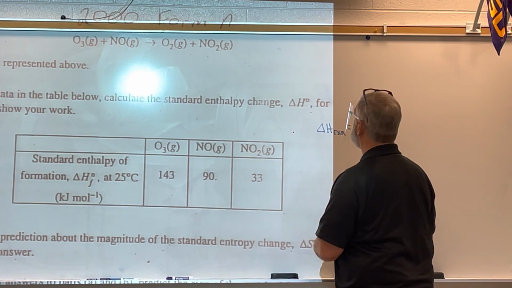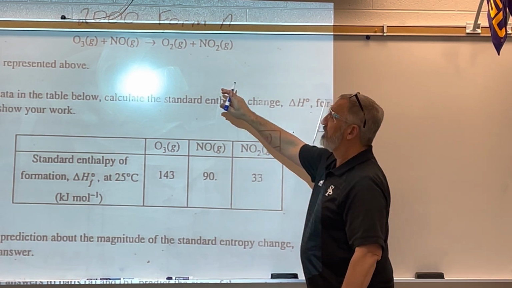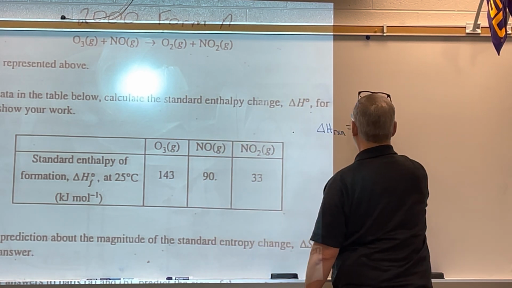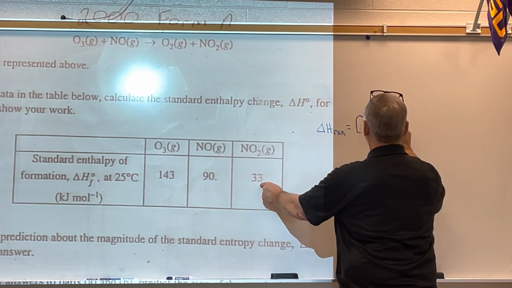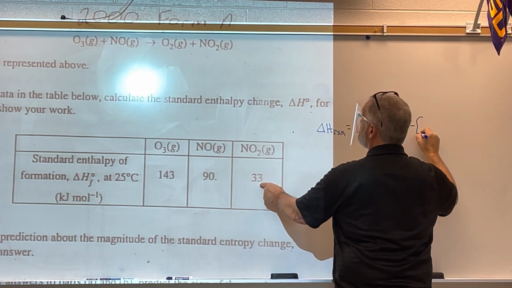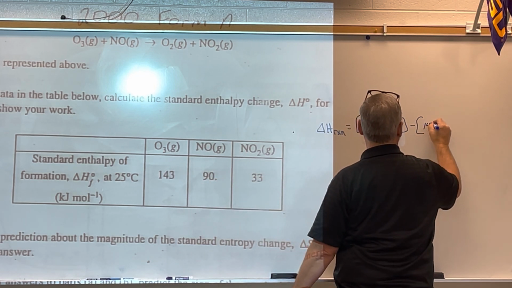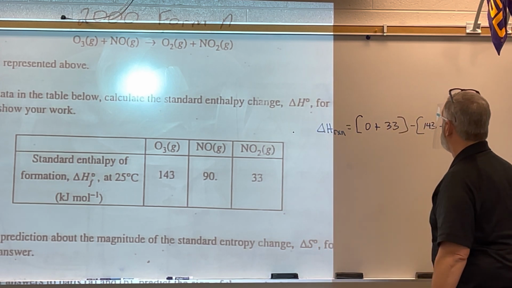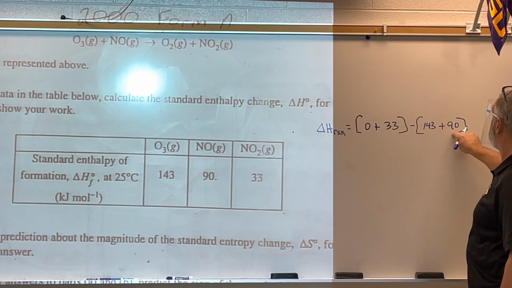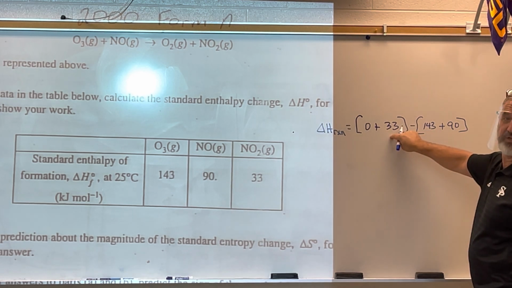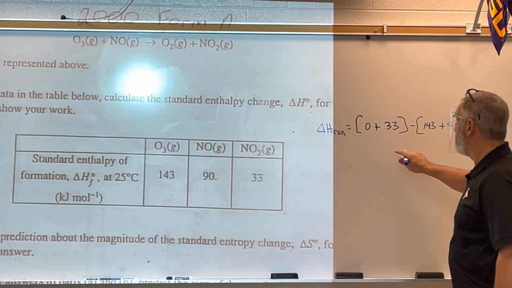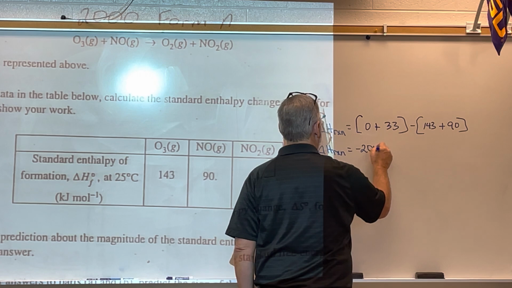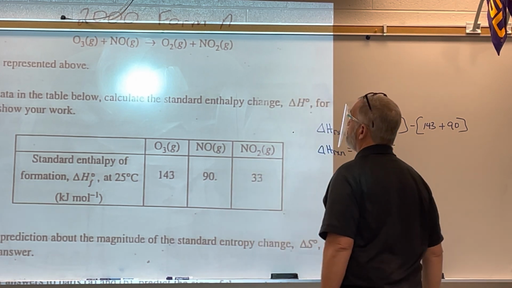What's the heat of formation of oxygen? What's the heat of formation of any element, always? 0. That's why it's not in the table. Plus NO2, 33, minus O3, 143, plus the NO is 90. So it's going to be 233 and 33, what's it gonna come out to? Negative 200. And that's going to be kilojoules right there.